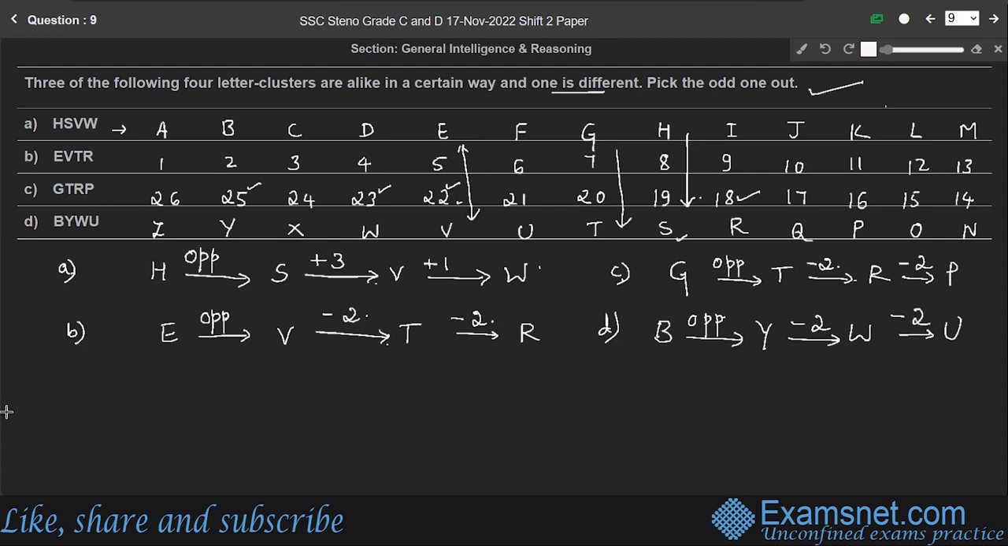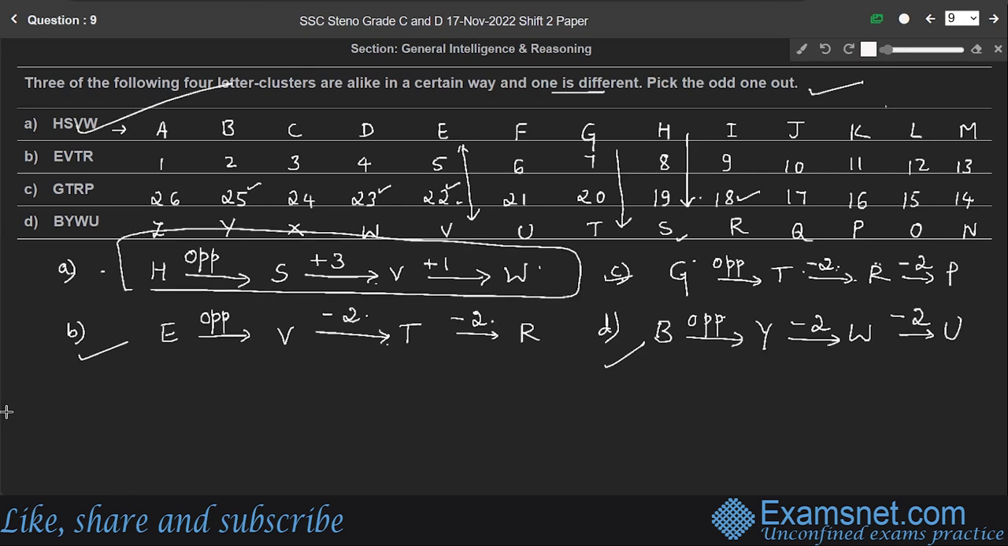So in options B, C and D, the logic is the same. First letter is opposite to second letter, right? And second letter minus 2 gives you third letter and third letter minus 2 gives you the last letter, right? So except in option A, in the remaining options, the logic is the same. Therefore, option A is the odd one. In option A, second letter plus 3 gives you third letter, plus 1 gives you fourth letter, hence option A is the odd one.